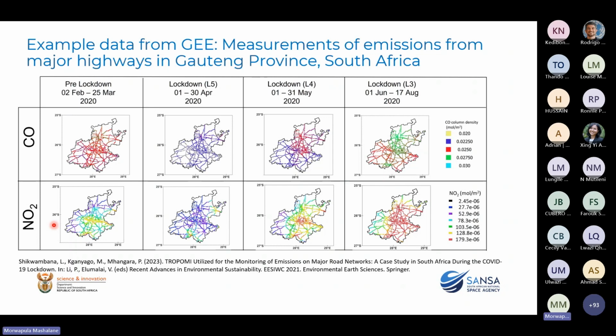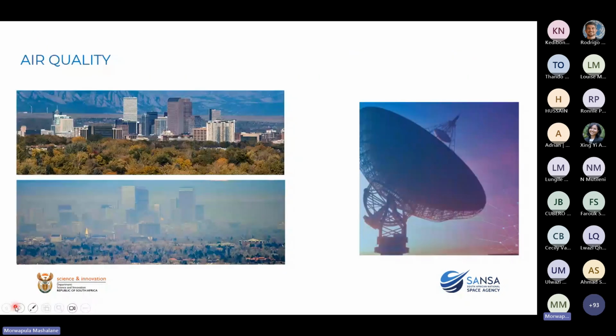Okay, so coming to air quality itself, I like this picture because it shows what air quality means. The top picture shows a clear day, no hazy things. The air looks fresh, clean. Whereas the bottom one, you can see that there is some smog, not such a nice environment out there.